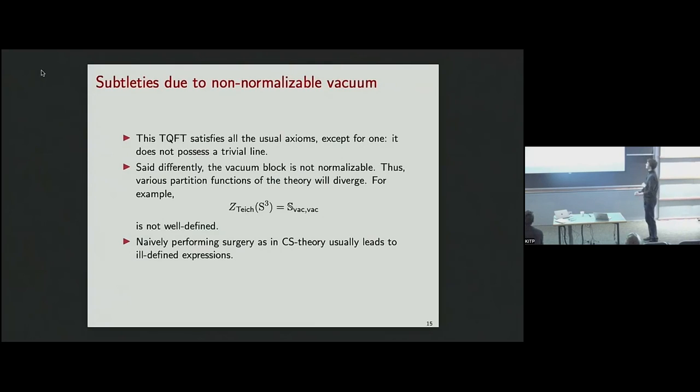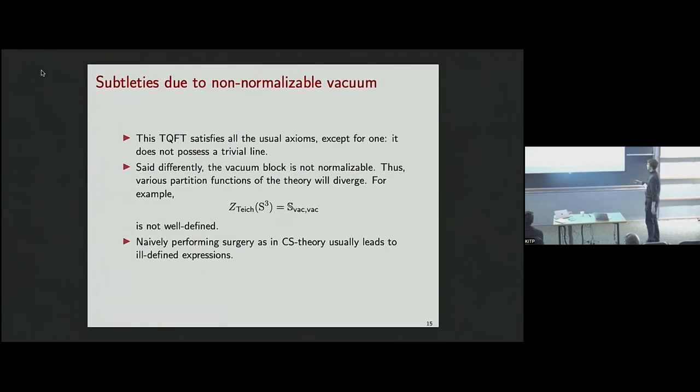So this is a TQFT that satisfies all the usual axioms of TQFT, except for, importantly, one that was mentioned by Kristen. It does not possess a trivial line. So there's not a line that does nothing, which is usually very important to have in axiomatic formulations of TQFT. Or put differently, the vacuum block is not normalizable. The vacuum block is not part of the Hilbert space. Or yeah, its norm is infinite. And so immediately if you apply standard TQFT procedures, you'll run into serious trouble.